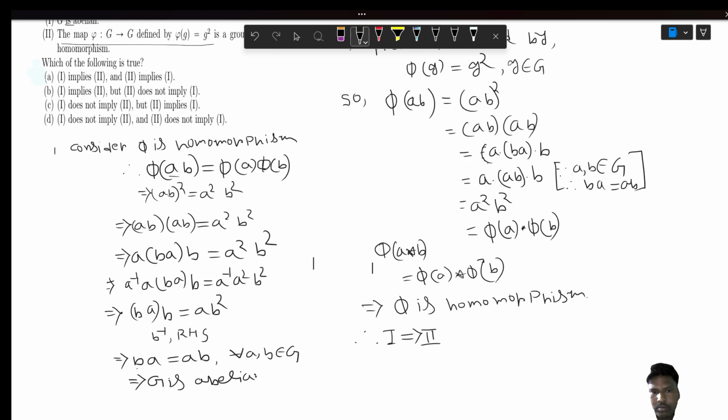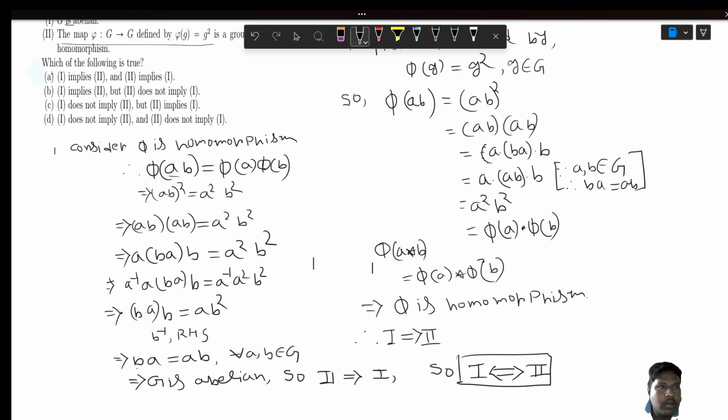Abelian. So two also implies one. So one implies two and two implies one. So option A is correct.